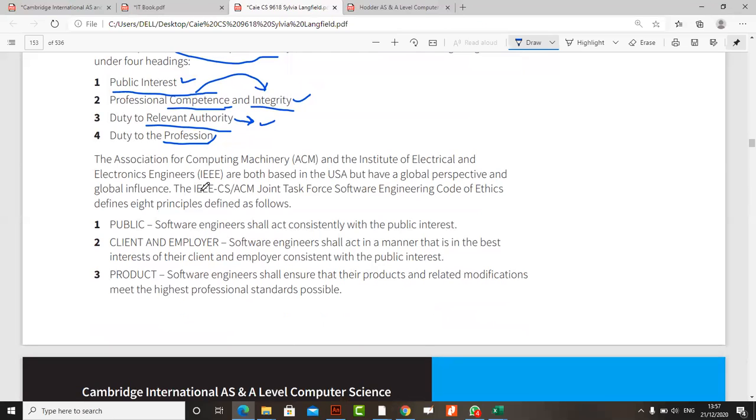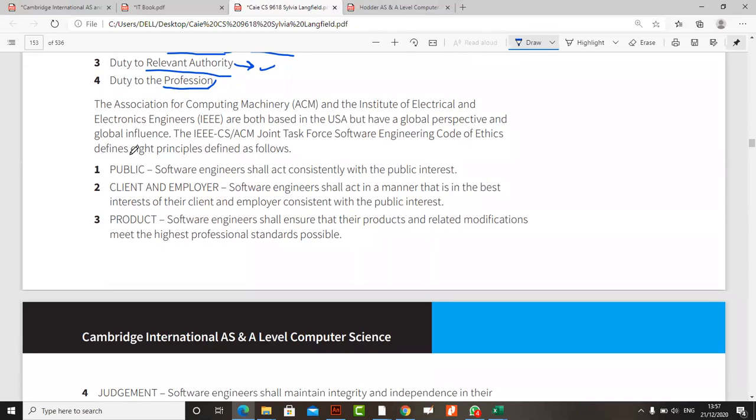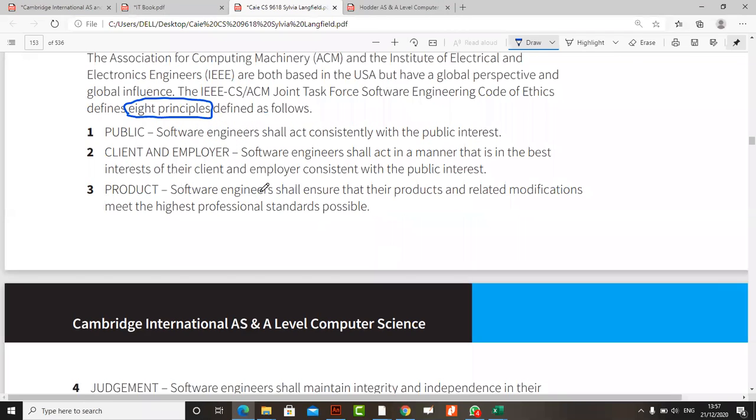Now, the IEEE, the Institute of Electrical and Electronics Engineers, made up some definitions, and these 8 principles have been defined below. We'll talk about these 8 principles that have been defined. Okay, as far as the rules are concerned. Public. So let me zoom in more, I hope you all can see. Public. Software engineers shall act consistently with public interest. So all the software engineers will consistently work with the public interest. So public interest is one of the most important things that we have over here.